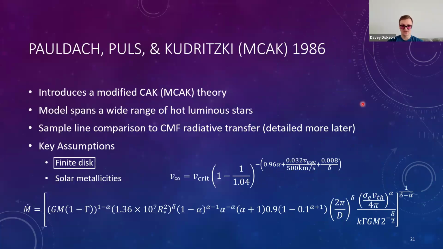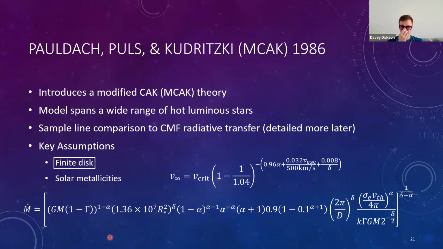The other paper I want to discuss from 86 is the MCAK paper, a modified CAK method. This builds on what we saw with Abbott in 82 and of course the CAK method in 75. Also using a finite disk approach, but taking into account this delta parameter that Abbott in 82 gave us to represent the fit a little bit more closely.